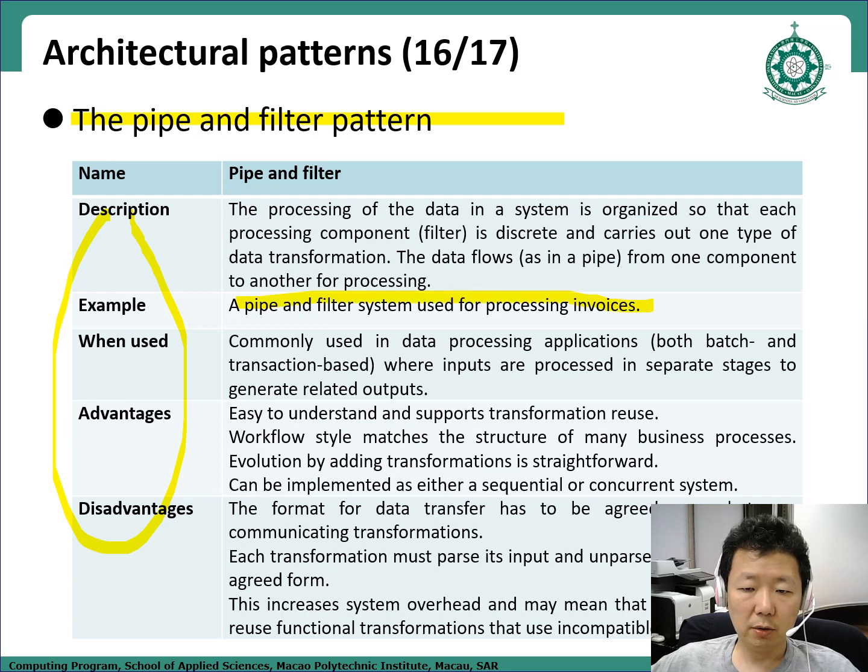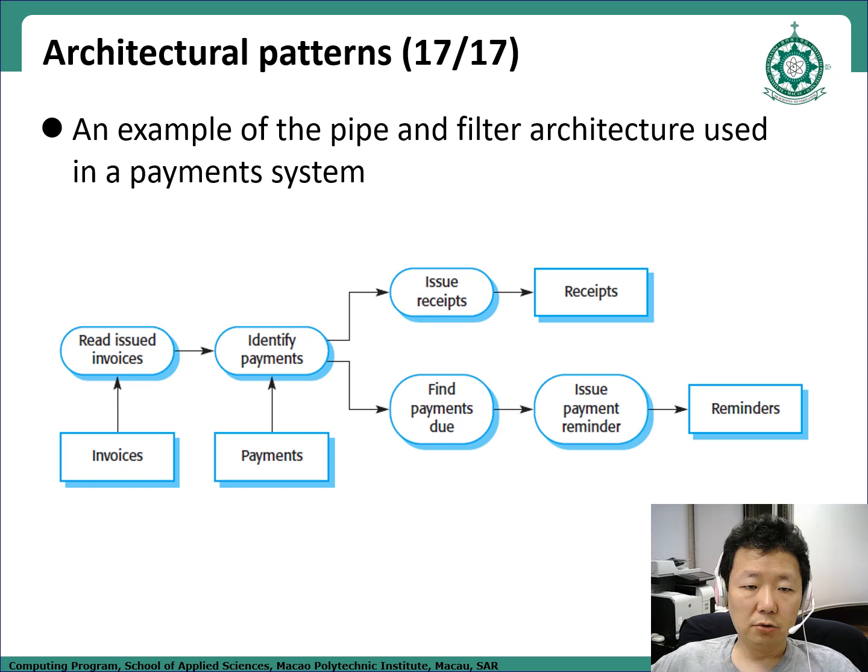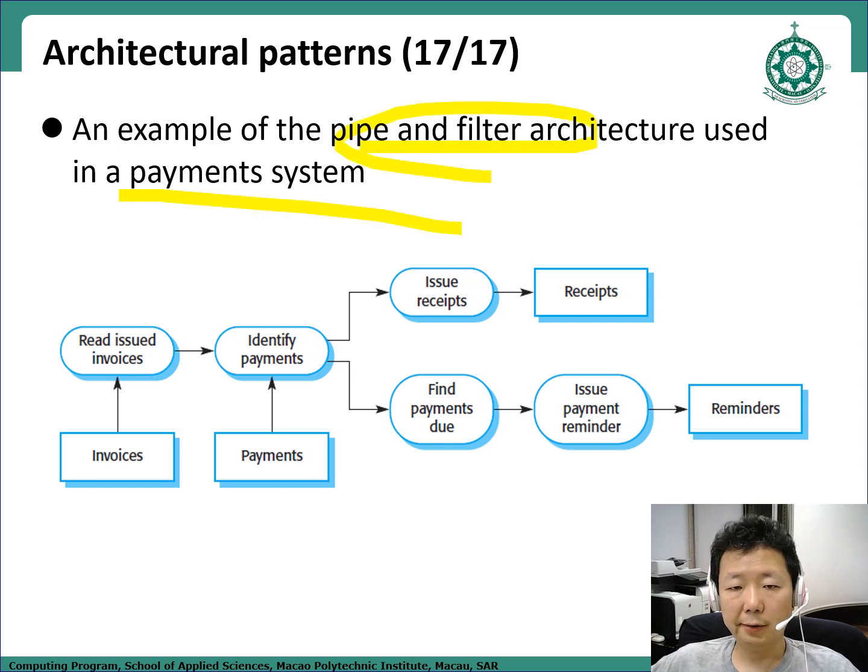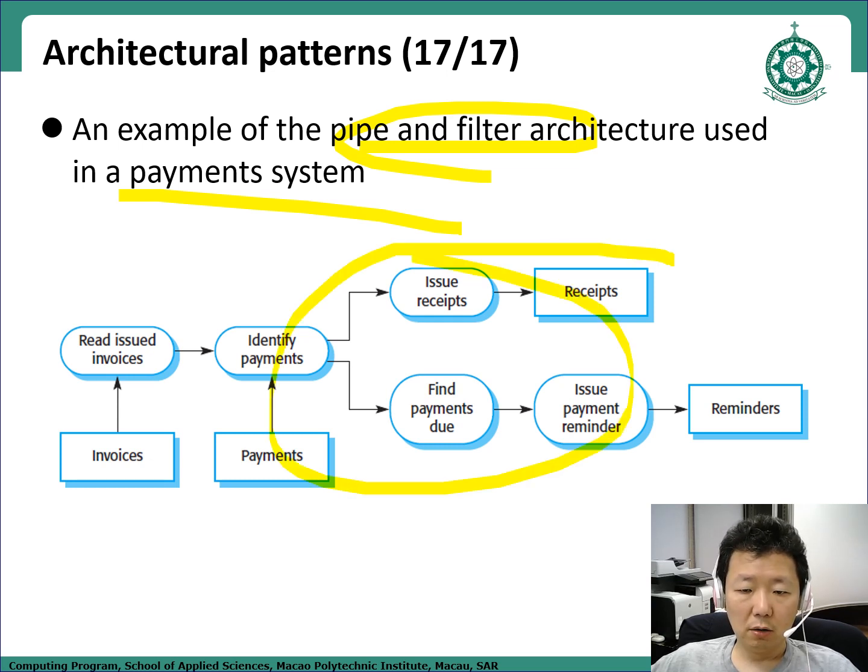One of the examples will be processing invoices, and then again, what is the description of the pipe and filter pattern, what is an example, how and when to use it, advantages and disadvantages. And then this one is a payment system, which is a typical pipe and filter architecture. So you can see certain diagrams, how it goes. Okay.